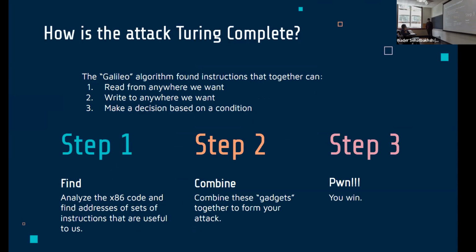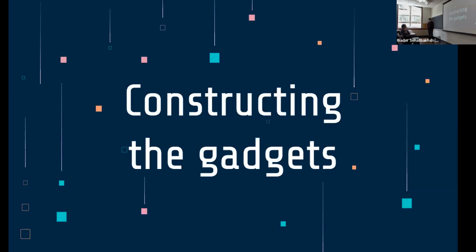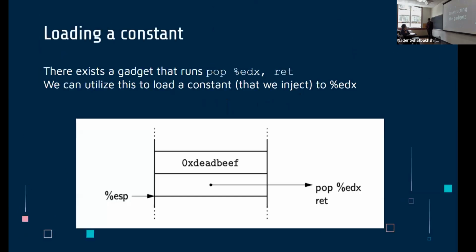So first you analyze the code using the Galileo algorithm, you combine the gadgets together to form your attack, and then you just pwn the system, you win. Let's get into constructing each gadget. First, we want to load a constant. How do we do that?